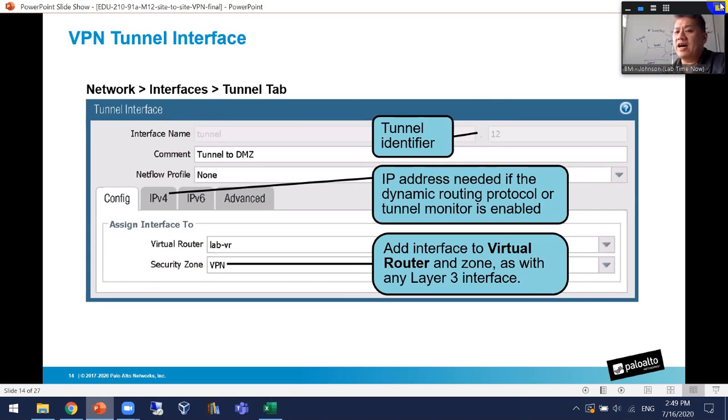Then if you are doing tunnel monitoring or you are doing dynamic routing protocols like OSPF and the rest, then you need an IP address. Then also you can add the interface to a virtual router, just the same as any layer 3 interface.